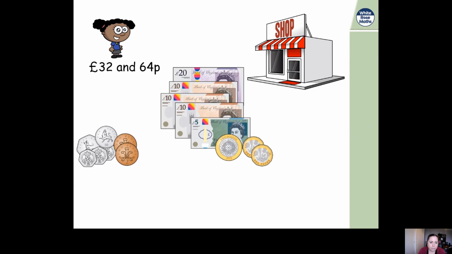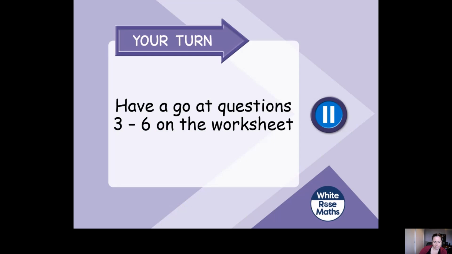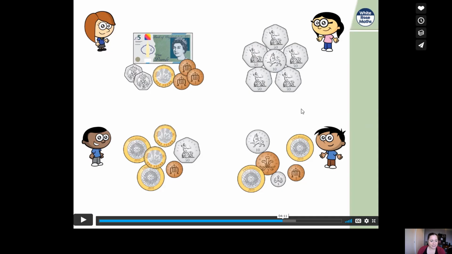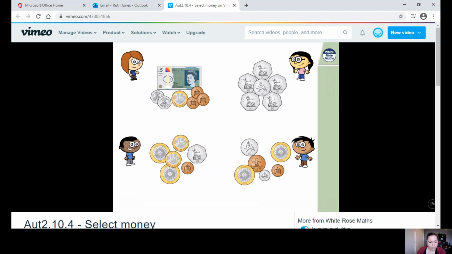And what about the 64 pence? She could use the 3 20s and the 2 2pences to make 64 pence. She could use the 50 pence and the 10 pence and the 2 2pences to make 64 pence. I wonder if there are any other ways to make 64 pence. Okay, you should be all set to have a go at questions 3 to 6 on the worksheet. Okie dokie, let's do that then. Again, feel free to go off on your own if you are feeling confident.